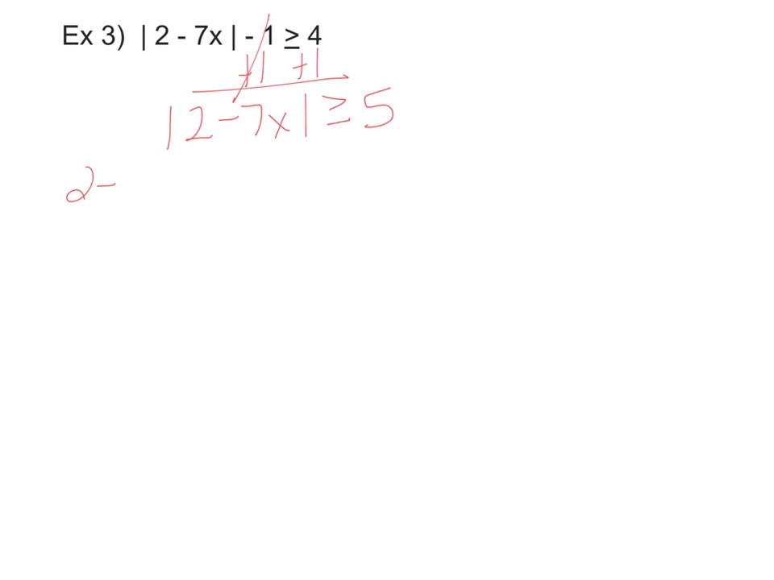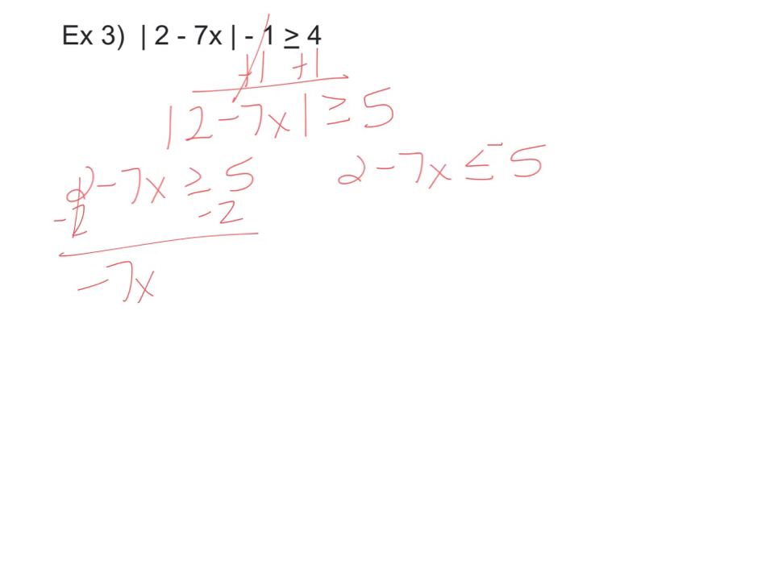So I have 2 minus 7x is greater than or equal to 5, and 2 minus 7x is less than or equal to negative 5. Now we solve each one, just like we have been doing. I'm going to subtract 2 from both sides. Negative 7x is greater than or equal to 3.